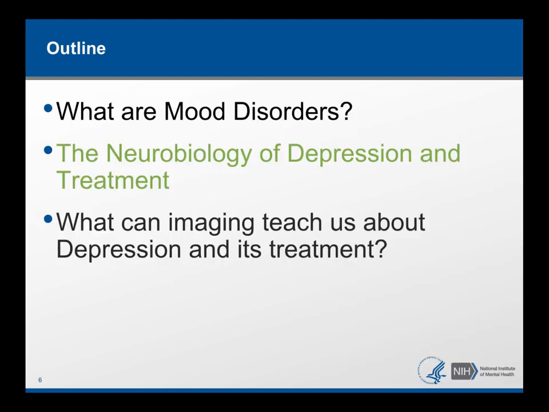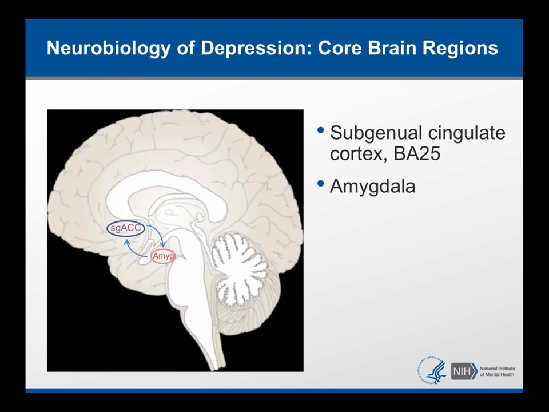So a little bit about the neurobiology of depression and treatment and why it's so hard to treat. When we think about the neurobiology of depression and brain anatomy, there are really 2 core brain regions that come to mind. The first is the subgenual cingulate cortex, or Brodmann area 25. The cingulate cortex wraps around the corpus callosum, and this part right here that's nestled underneath the genu of the corpus callosum is called the subgenual anterior cingulate.